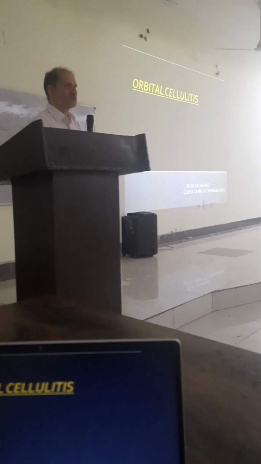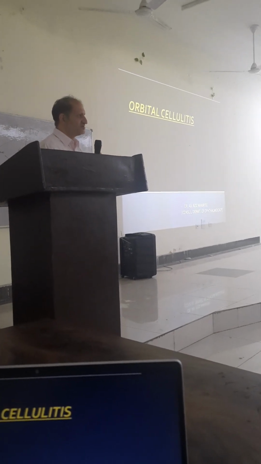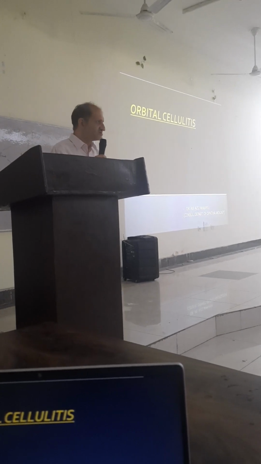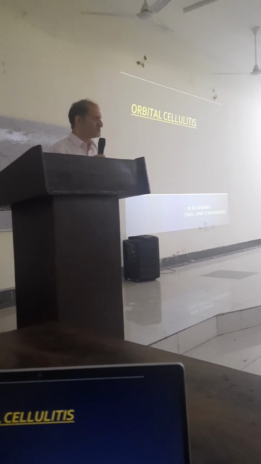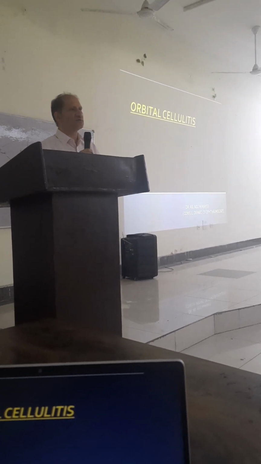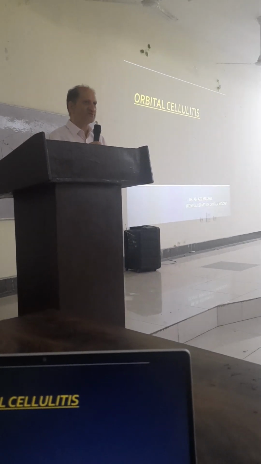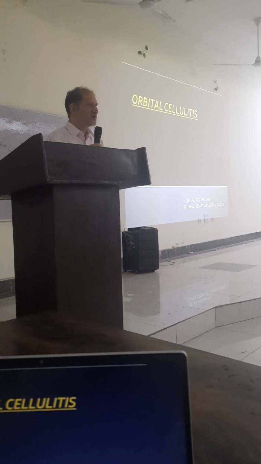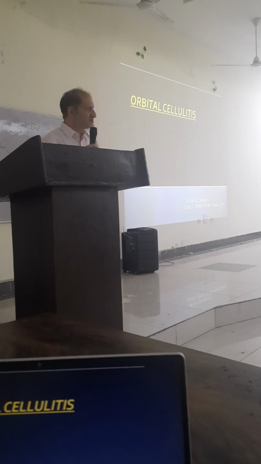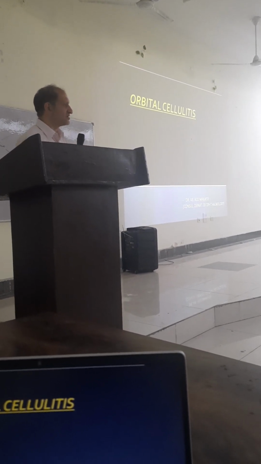What are the soft tissues in the orbit? First, if we see the lid, there are muscles in the lid, like orbicularis, like levator palpebrae superioris. Then we have the orbital septum. Then behind the orbital septum we have periorbital fat. We have the muscles. We have the retrobulbar fat. So these are the soft tissues in the eye.